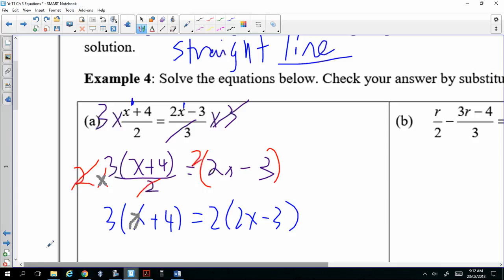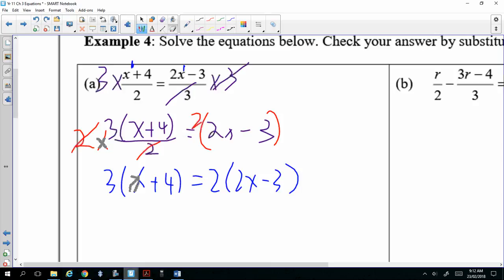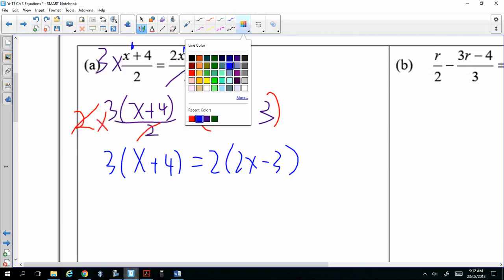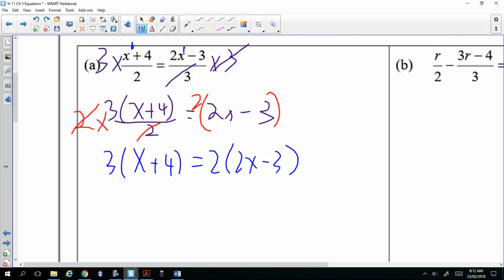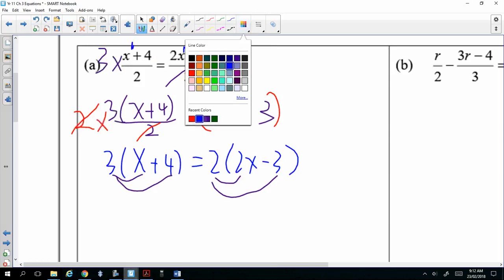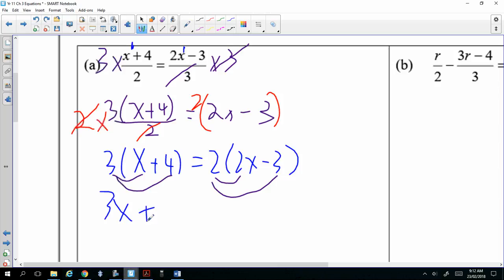After we do this, we should expand. So expand, like this, and then we get 3x plus 12 equals 4x minus 6.